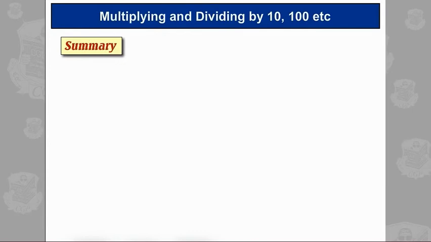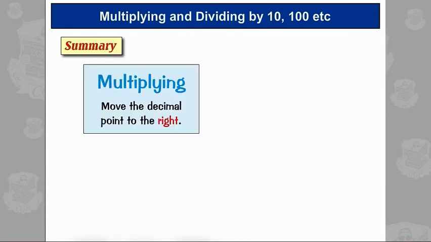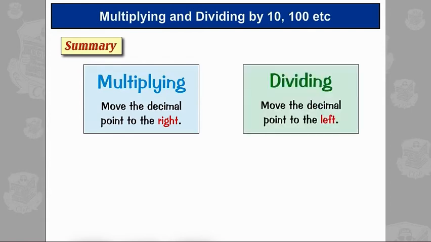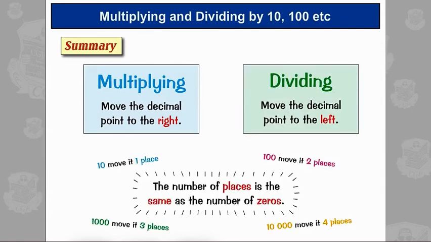So to summarise then, when you're multiplying, you want to move the point to the right. When you're dividing, you want to move the point to the left. And the number of places you want to move the point is the same as the number of zeros there are.